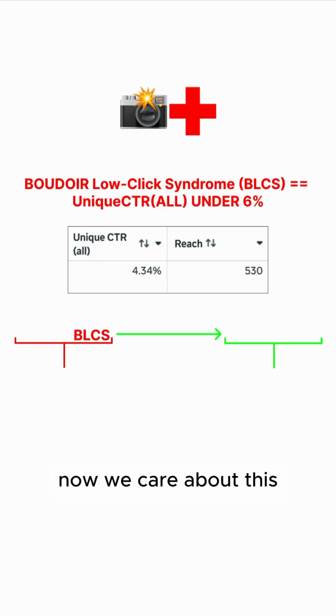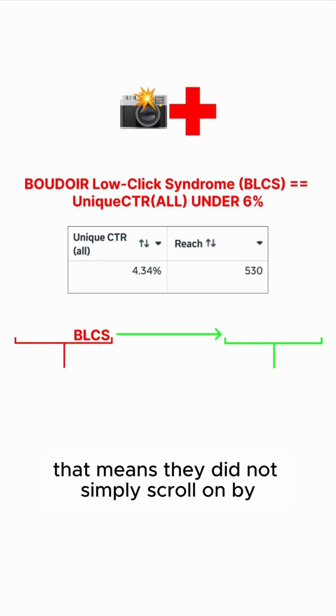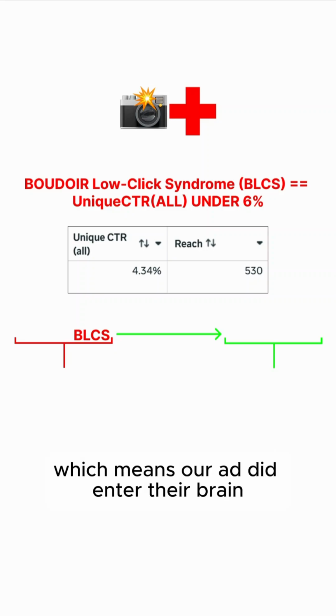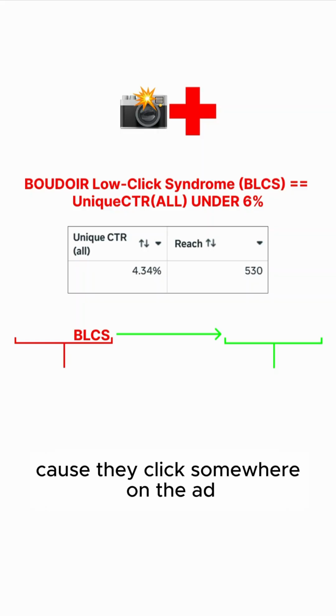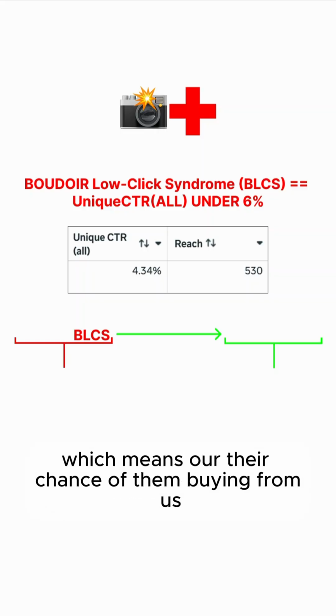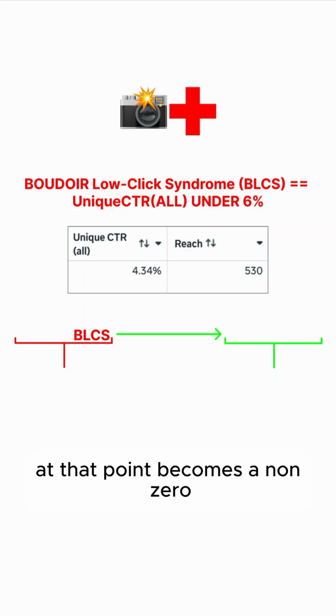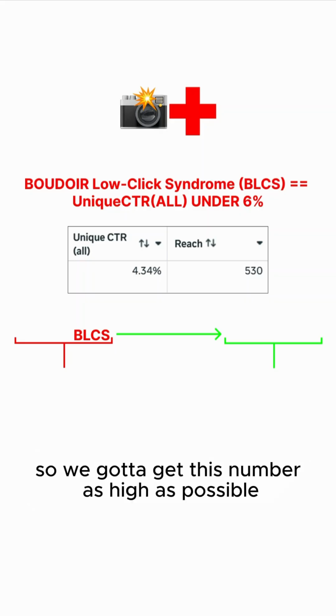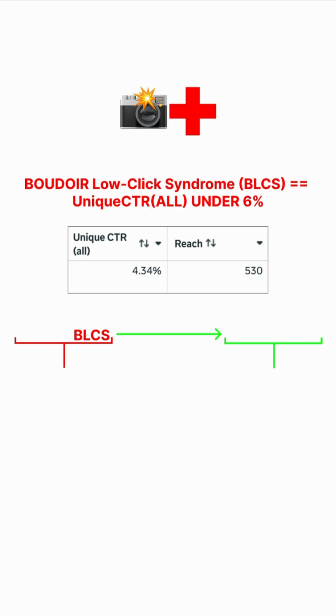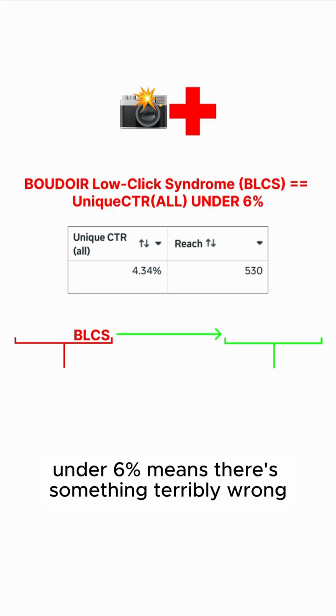Now we care about this because if women click somewhere in our ad, that means they did not simply scroll on by, which means our ad did enter their brain because they clicked somewhere on the ad, which means their chance of buying from us at that point becomes non-zero. And that's the only time that happens. So we've got to get this number as high as possible. Under 6% means there's something terribly wrong.